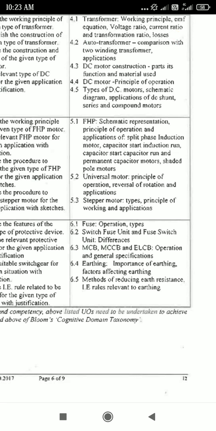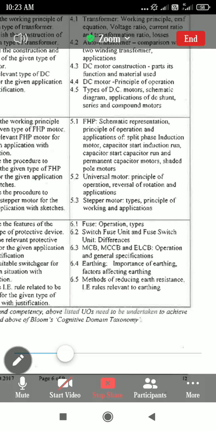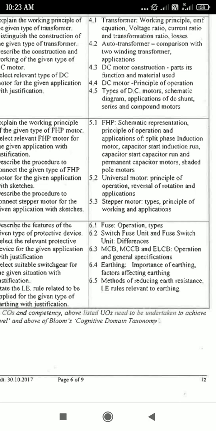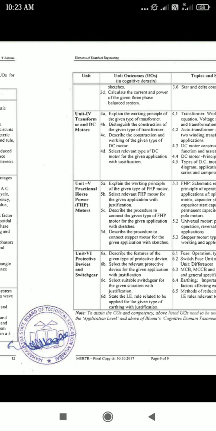So we discuss the definition of earthing, types of earthing, the importance of earthing, and factors affecting earthing. And the last points are methods of reducing earth resistance and the Indian Electricity Rules relevant to earthing, that is, which points we consider in the case of earthing. So some standard rules for earthing are discussed in this point.